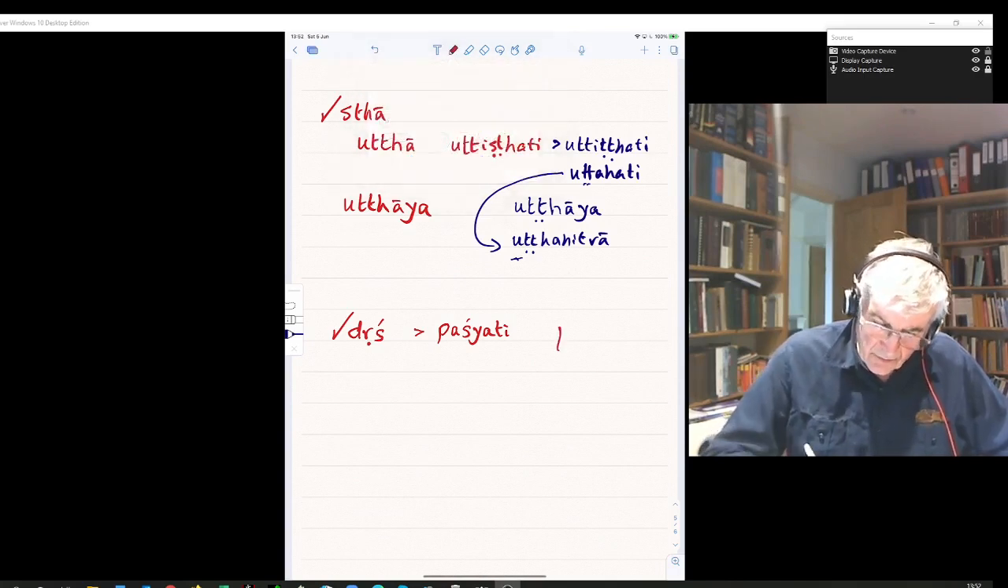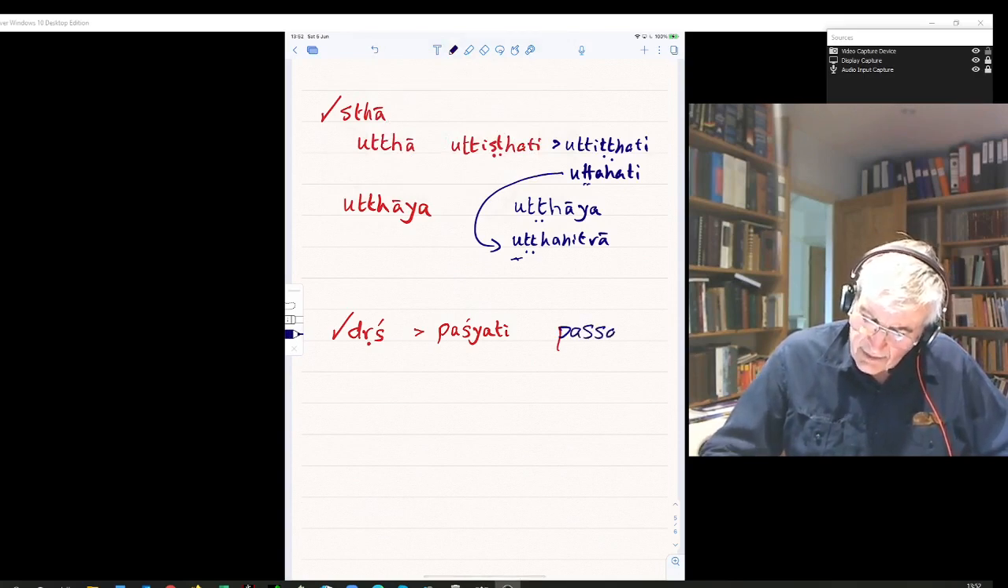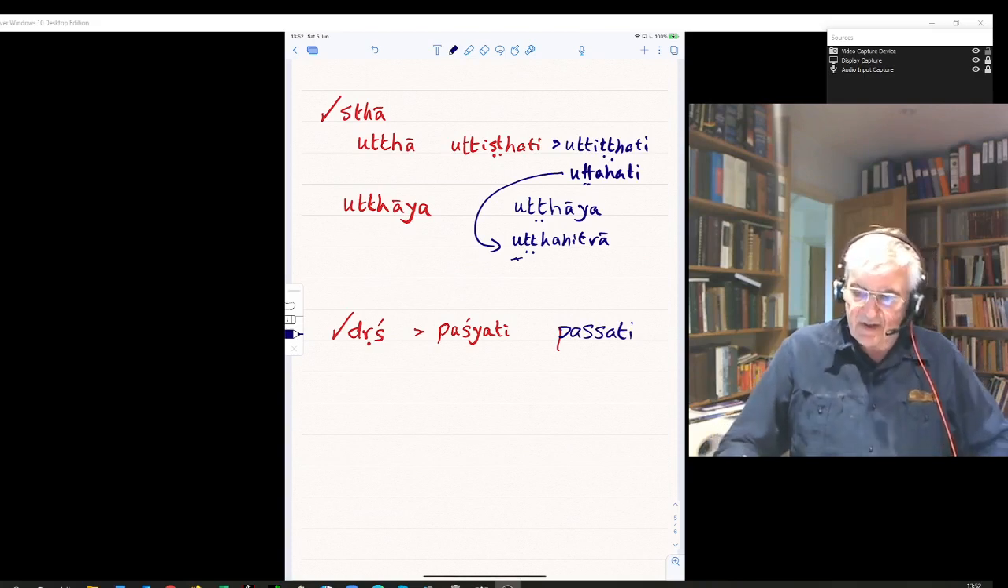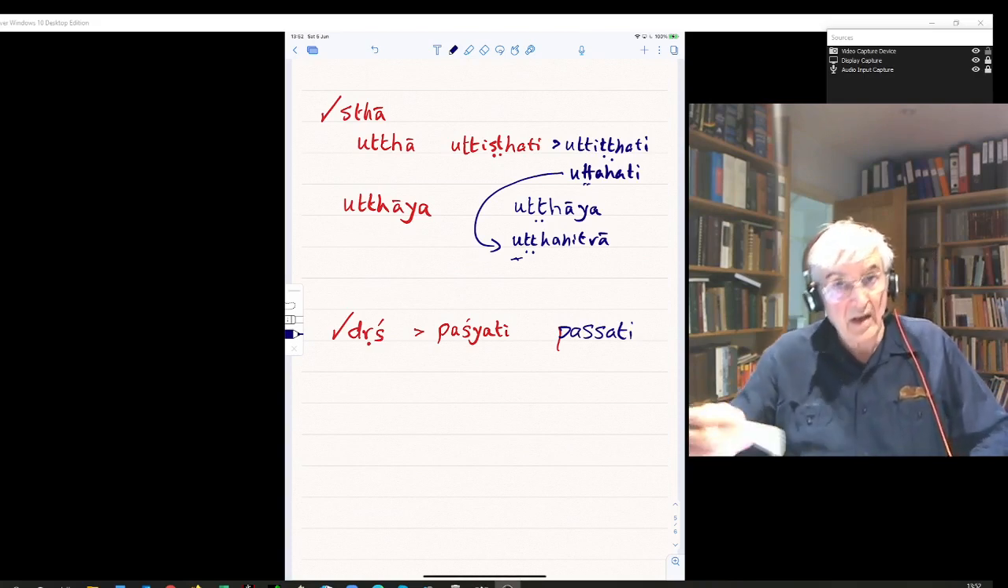Now the Sanskrit pashyati becomes passati. Pashyati in Sanskrit, passati in Pali, vipassana, insight.